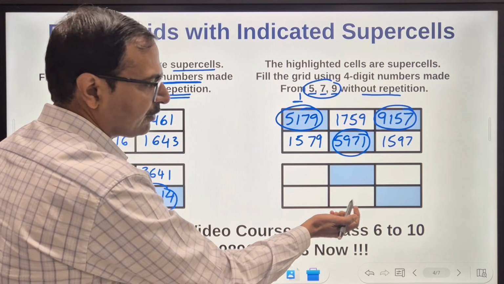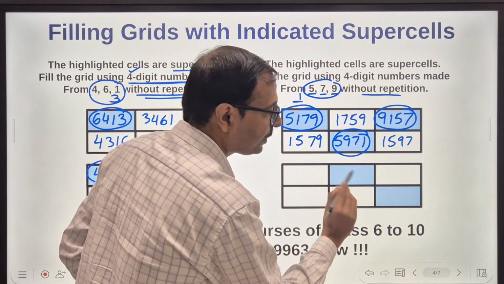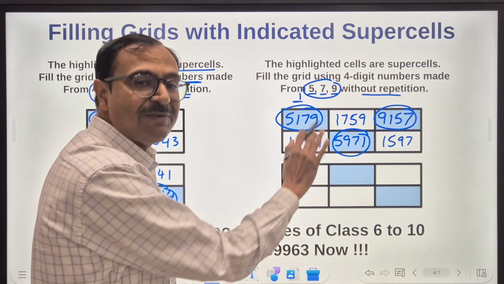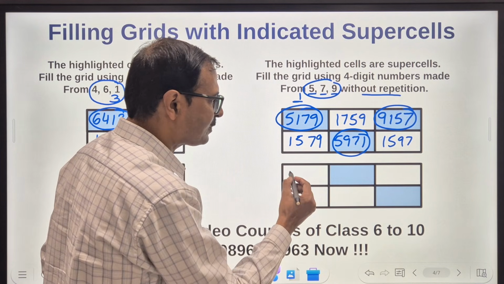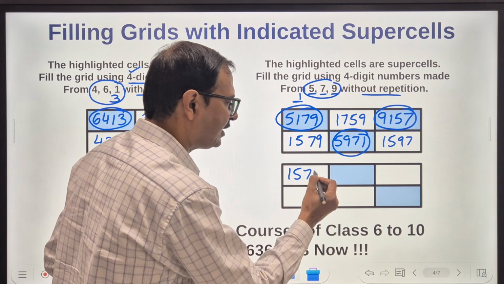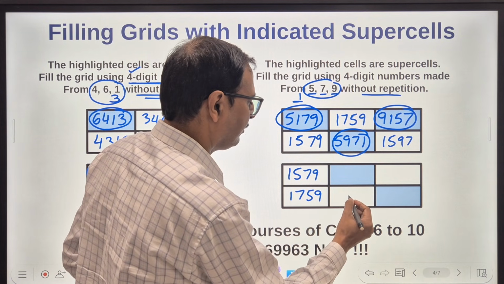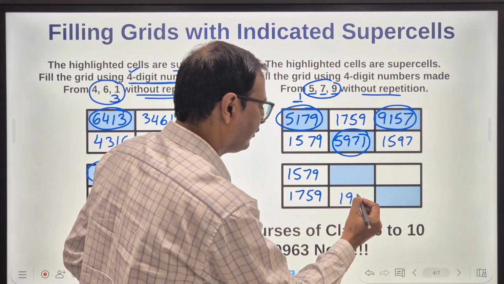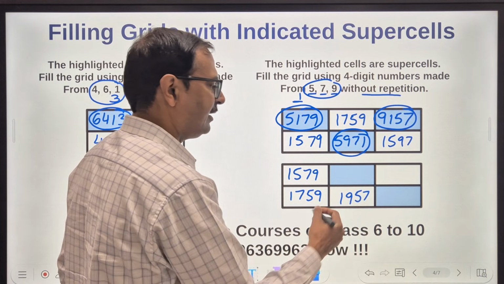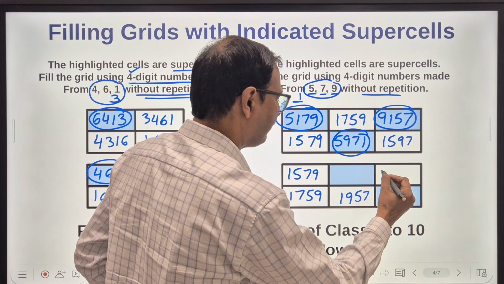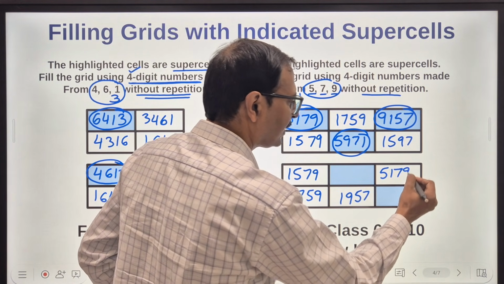In this similar manner, we have another question where the supercells are different than the previous matrix. So we need smaller numbers here. 1, 5, 7, 9, 1, 7, 5, 9. Maybe we can write 1, 9, 5, 7, and then we can write another one say starting with a 5, 5, 1, 7, 9. Right?